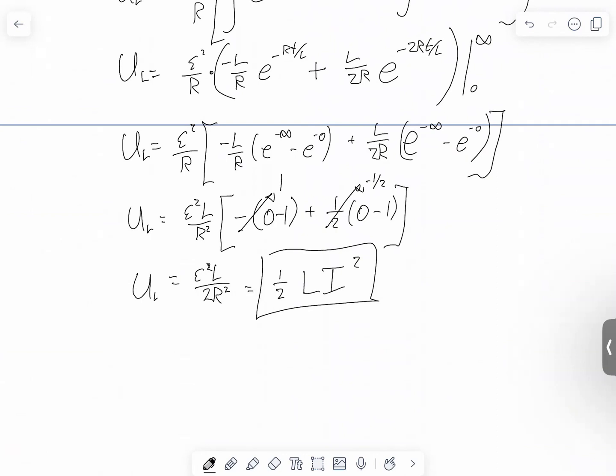What's 0 minus 1? What's negative 1? That first term is 1. What's 0 minus 1, divided by 2? Oh, negative one half. So the second term is negative 1/2. What's 1 plus negative 1/2? That's where the 2 comes from.